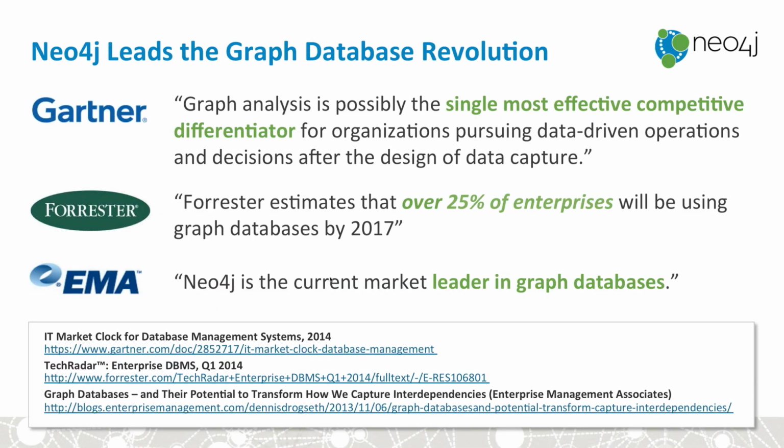So here's a few quotes from the analysts. For those of you that like to look at what the analysts are saying, the Gartner quote here is perhaps the most powerful. The single most effective competitive differentiator for organizations pursuing data-driven opportunities is a graph database. And then Forrester estimates that over 25% of enterprises will be using graph databases within the next 2 years. So there's a lot of energy around graph databases. People are understanding where they fit within their organizations and then expanding the usage.